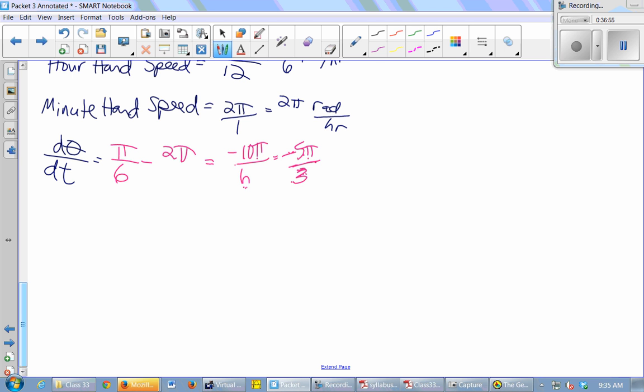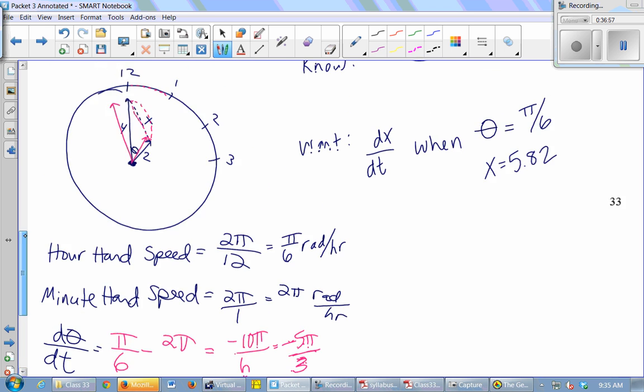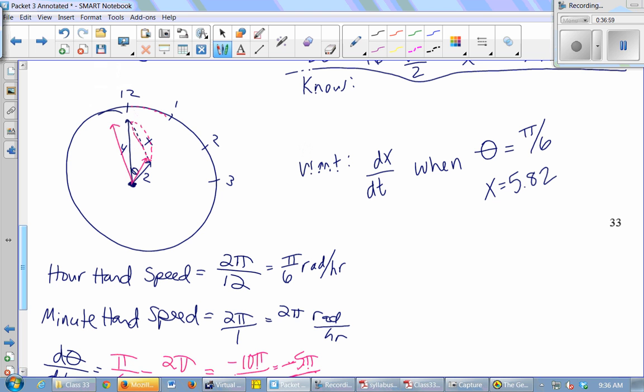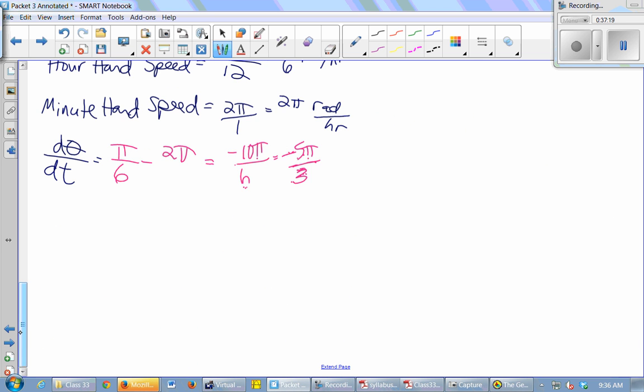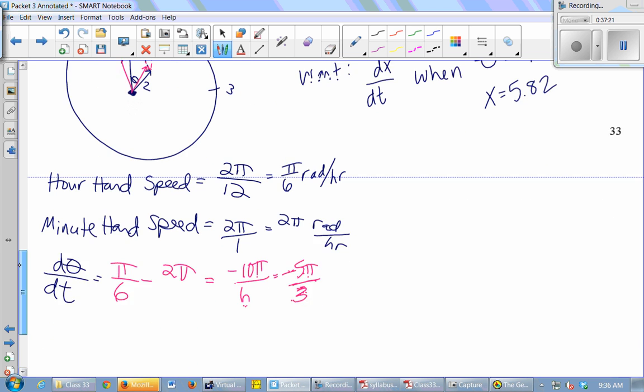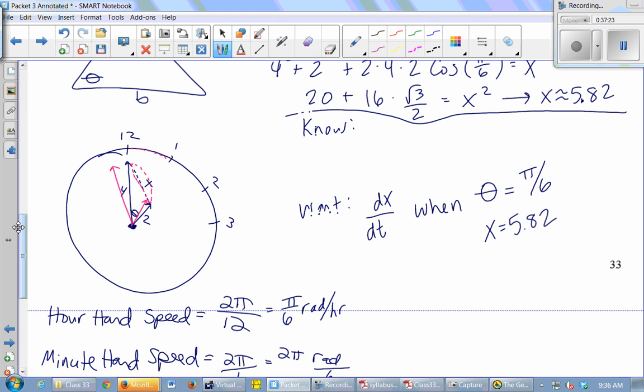Should it be negative? Is theta getting smaller or bigger as we head towards 1 o'clock? I think it's getting smaller because the minute hand moves faster than the hour hand. So it should be getting smaller, which means d theta dt should be negative. Okay, good. So we did that right. Okay, so that's what I know. I know d theta dt.